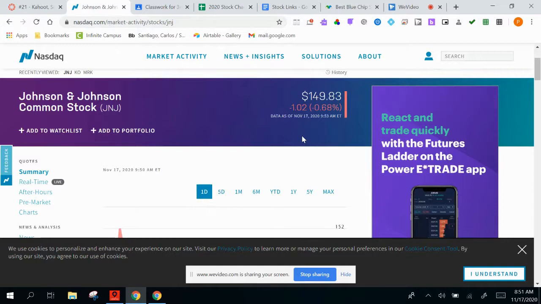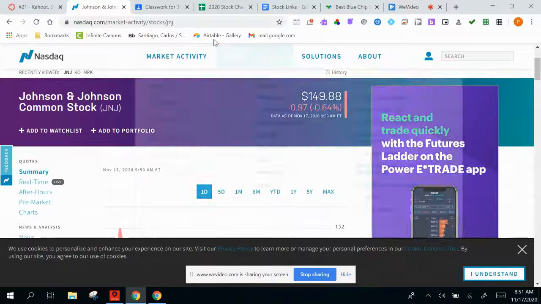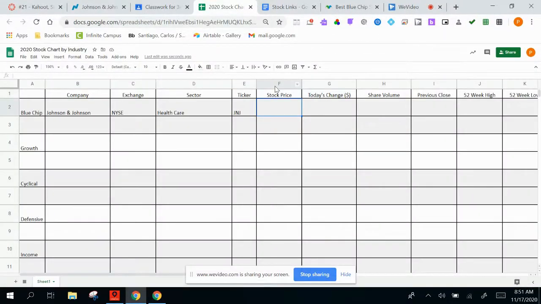Whatever you write down is fine, because it's going to be constantly changing. If it gives you fractions of pennies, just round it to the nearest cent. Look at that, it's gone up 7 cents in the last few seconds. So let's go ahead and use that one, 149.88. So one share of stock right now is being traded for $149.88.